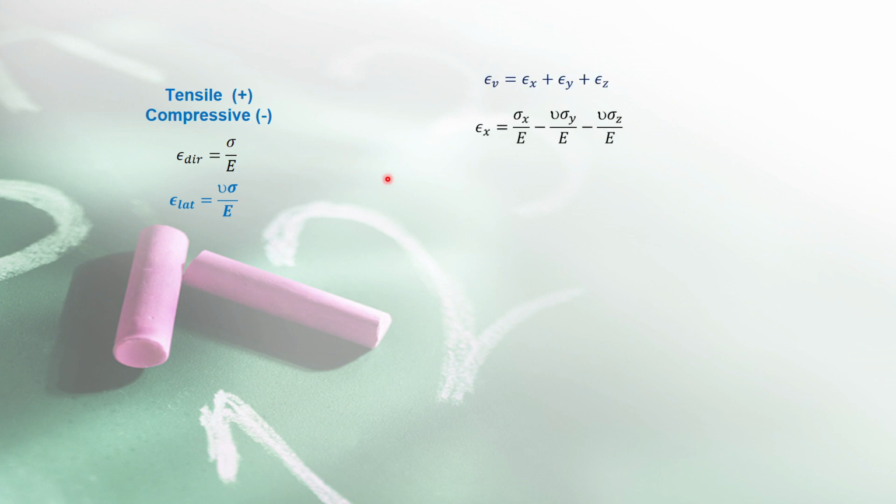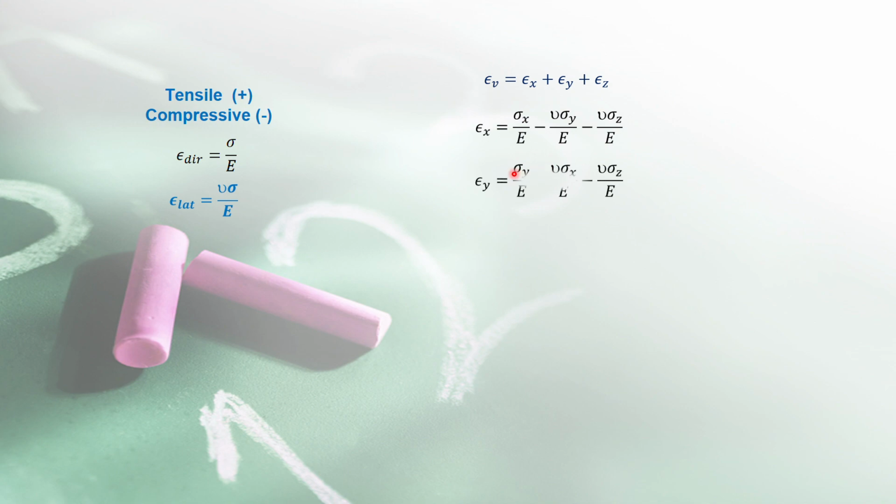Okay, so when you consider the strain in the x direction, the direct will be in the x, and the lateral will be in the y and the z. But why is there a negative sign here? Because this is positive, since this is tensile, and both of these are compressive.